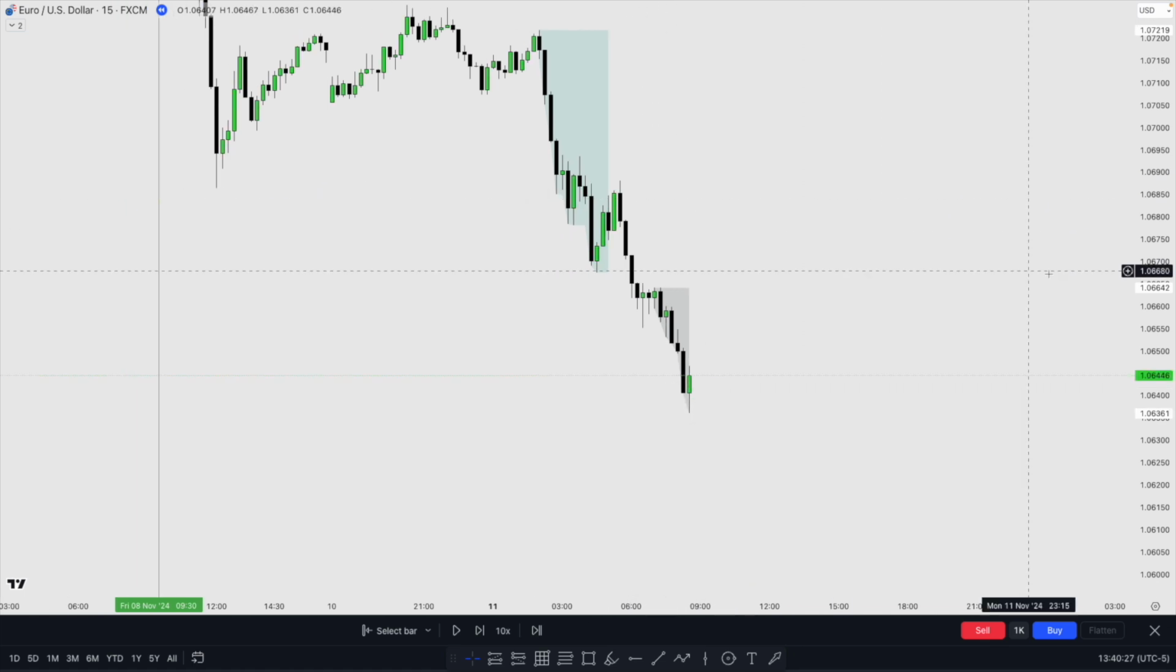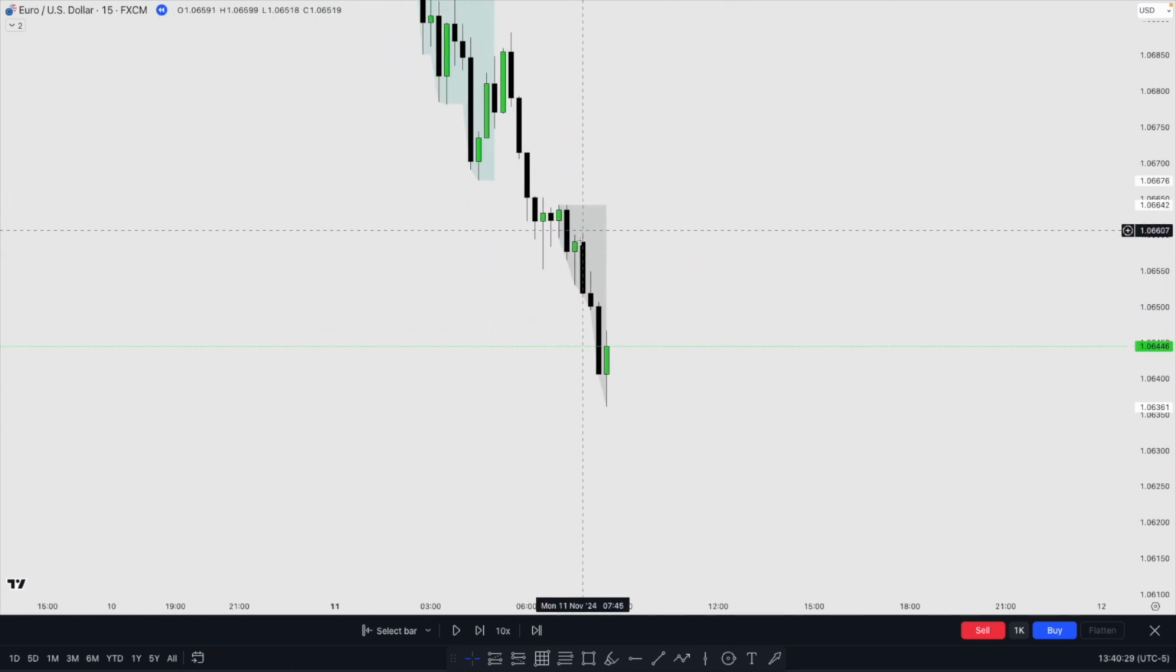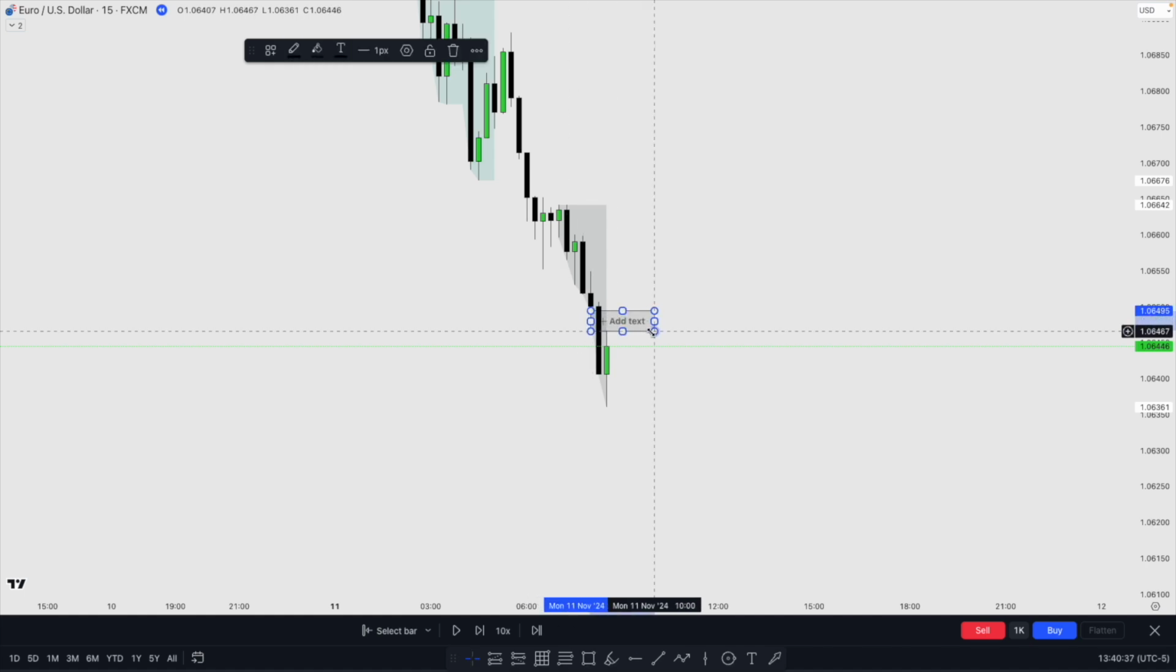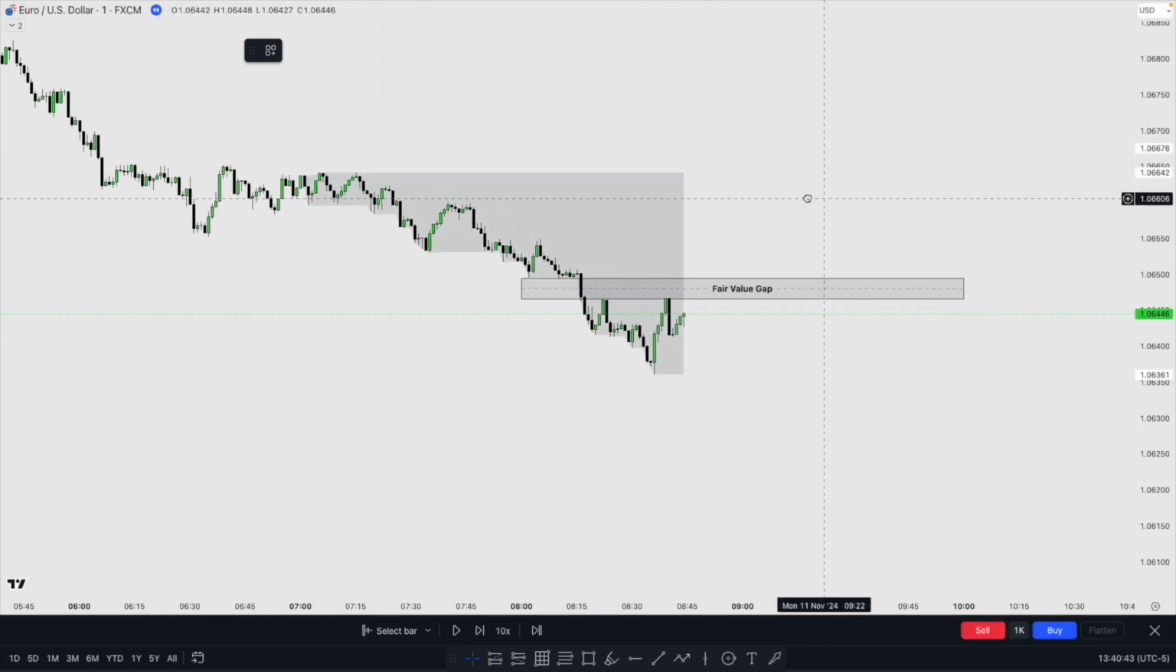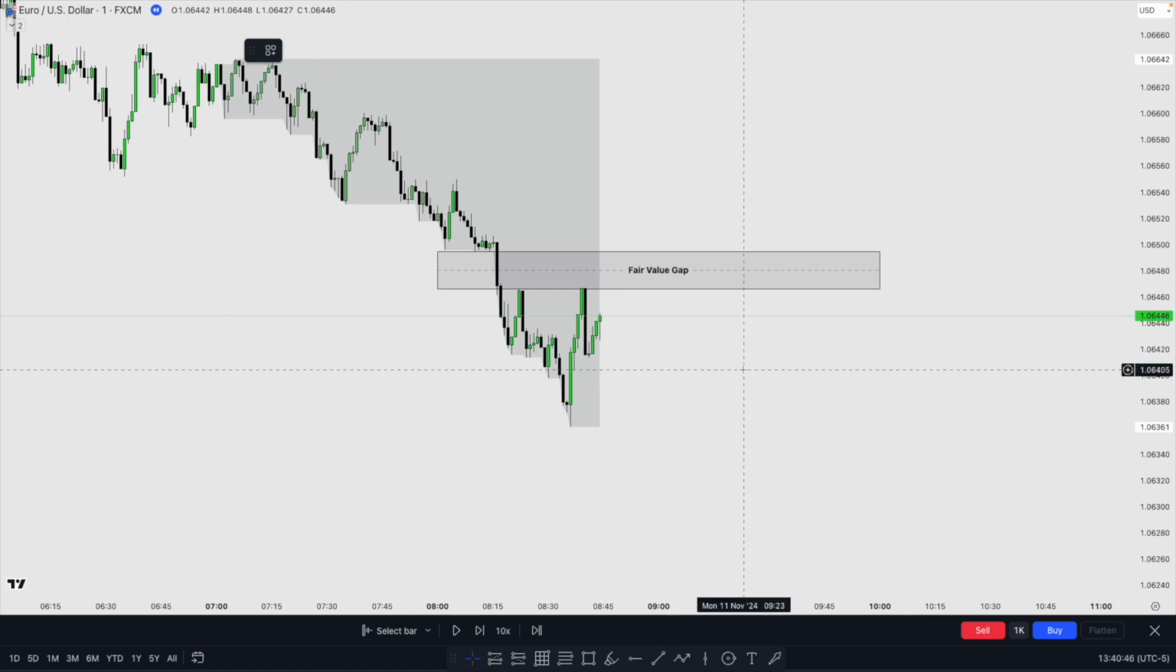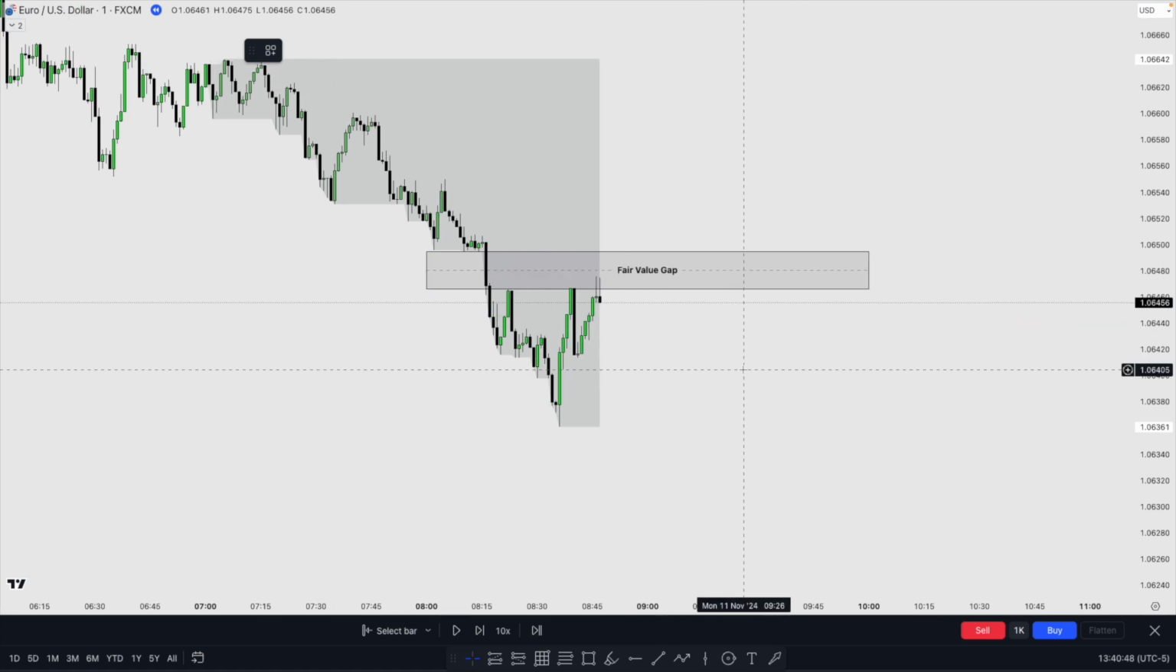What do we have here? Here we have that 8:30 candle close. You can see the 8 o'clock candle, 8:15 candle, 8:30 candle closes. There's a fair value gap above this 8:30 candle. We mark out our fair value gap, drop to the 1-minute time frame, and we wait for the price to trade back into this fair value gap.